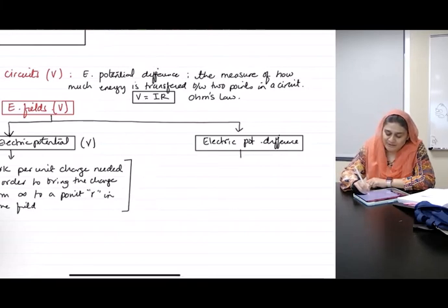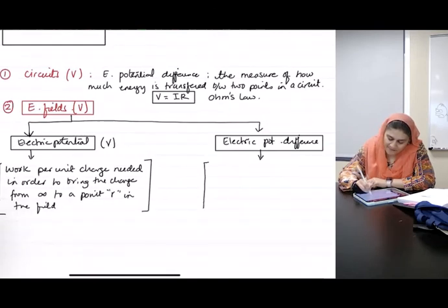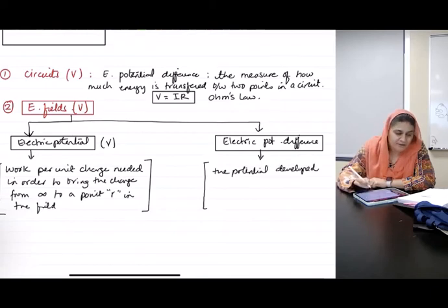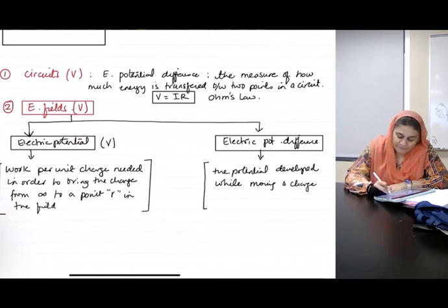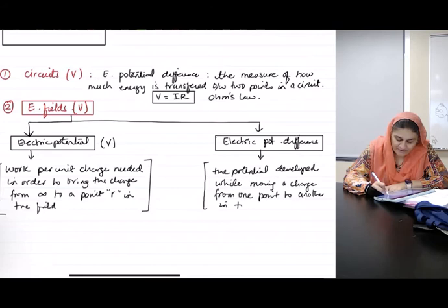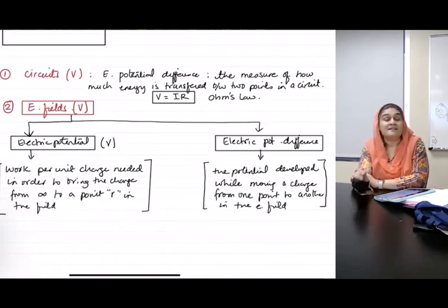Whereas electric potential difference is generally defined as the potential developed while moving a charge from one point to another in the E field. They are technically the same thing.